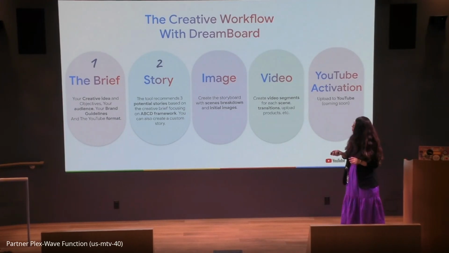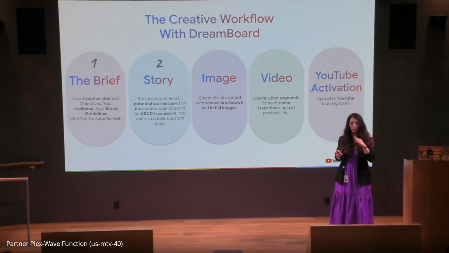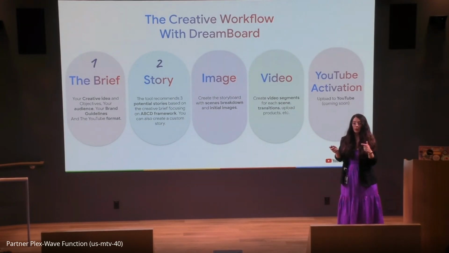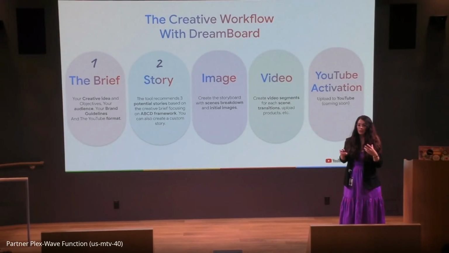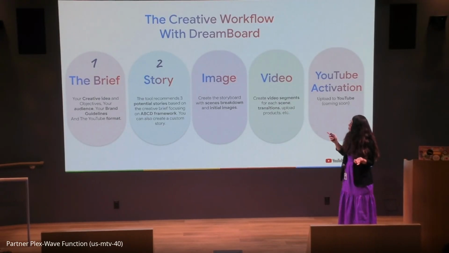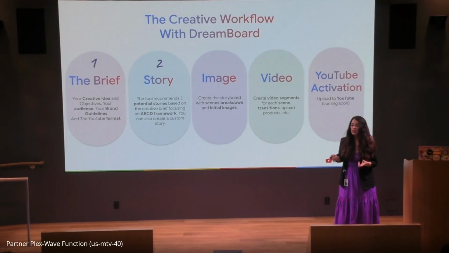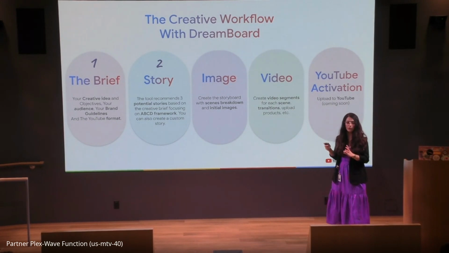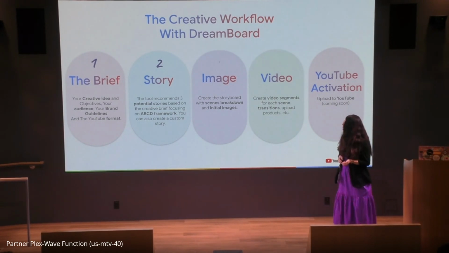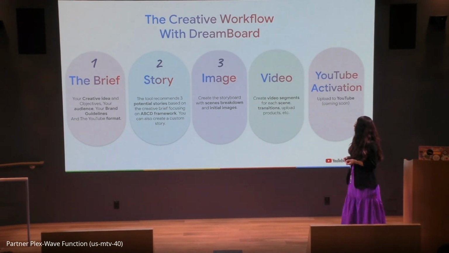The step number 2 would be the definition of the story. So the tool will give you a recommendation of 3 potential stories that align with the creative brief and the brand guidelines. So you can select from those stories, and then you can redefine a little bit better in case you need additional details for the story. So then also as a part of this step, if you're familiar with the ABCD framework from YouTube, the YouTube best practices, it will also tell you how this clearly aligns to the YouTube best practices, so it performs much better in platforms like YouTube.